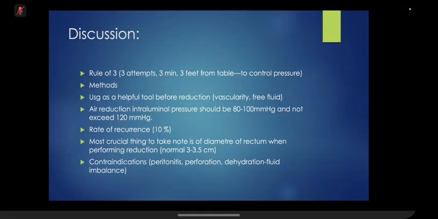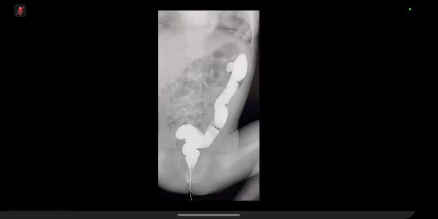Intraluminal pressure is 80 to 100, and should not exceed 120. One most important thing is that when you're trying to reduce intussusception, as in this scenario, the catheter was placed here. Okay, so this is the rectum. We place the catheter here, and we try to inflate the bulb, and we try to maintain a pressure.